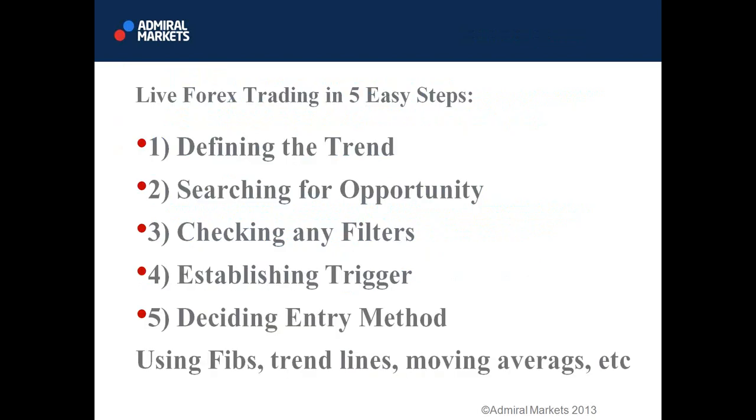As you know, this slide is just a small explanation of a trading plan where we want to take a look at what the trend is, what is the opportunity, what kind of filters do we have, what is the trigger, and how do we enter. Today, usually we use fibs, trend lines, and moving averages for that. I think I'll still use that a bit, if you don't mind, but the main focus will be more on Ichimoku.